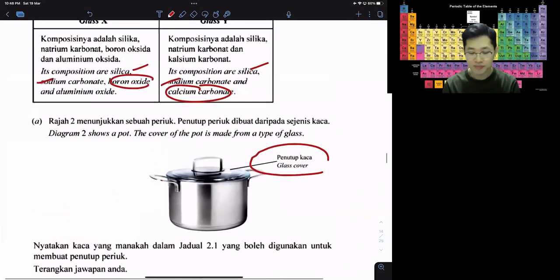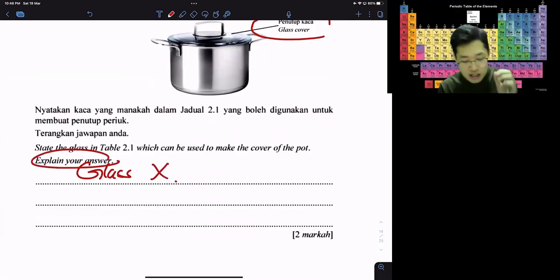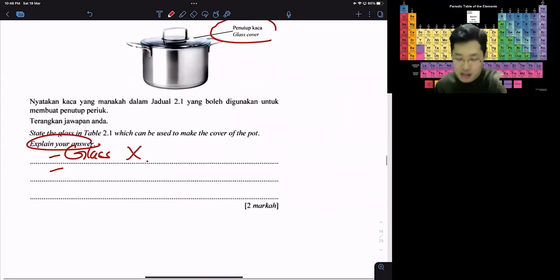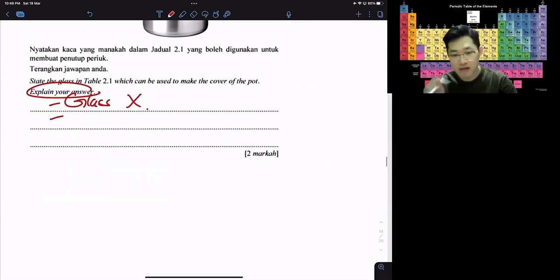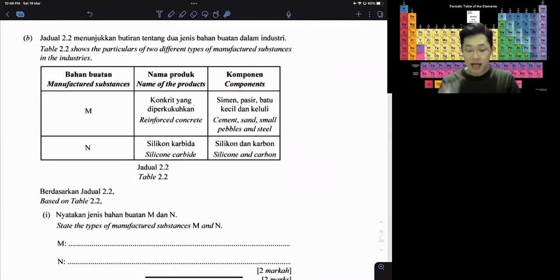Of course, the glass X. Explain your answer, then you give the property, which is low expansion coefficient, withstand wide range of temperature change. Just like that. Next, reinforced concrete.